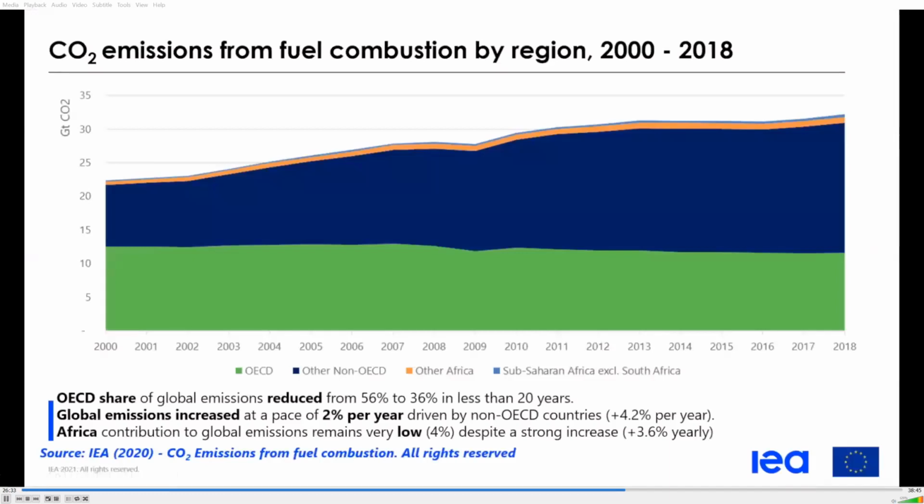This chart represents the global CO2 emissions from fuel combustion, and the share of the OECD countries in global emissions.